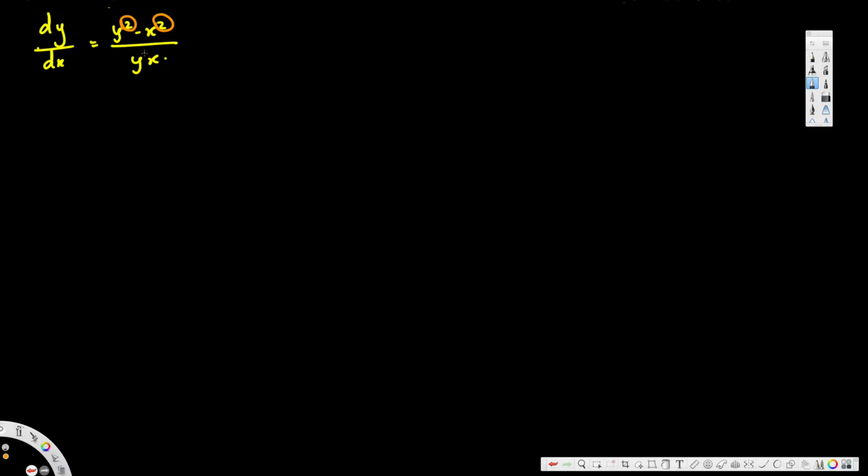So here we have x with degree 1, y with degree 1. When we multiply, this is also degree of 2. So this is a homogeneous differential equation. Now how do we solve a homogeneous differential equation? To solve it, what we do is we take this part alone.